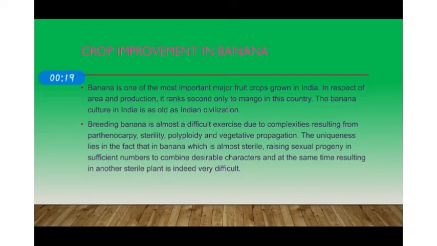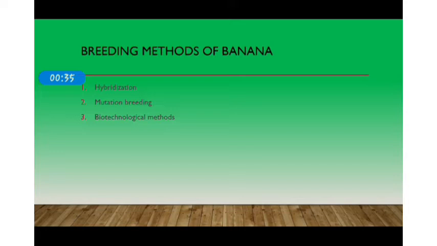Breeding banana is almost a difficult exercise due to complexities resulting from parthenocarpy, sterility, polyploidy, and vegetative propagation. The uniqueness lies in the fact that in banana, which is almost sterile, raising sexual progeny in sufficient numbers to combine desirable characters and at the same time resulting in another sterile plant is indeed very difficult. Breeding methods of banana are of three types: hybridization, mutation breeding, and biotechnological methods.